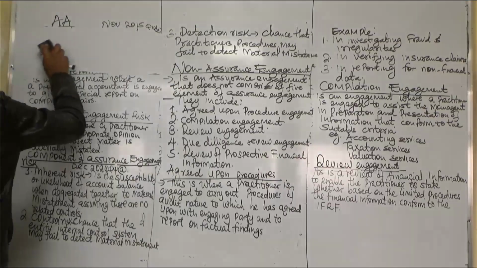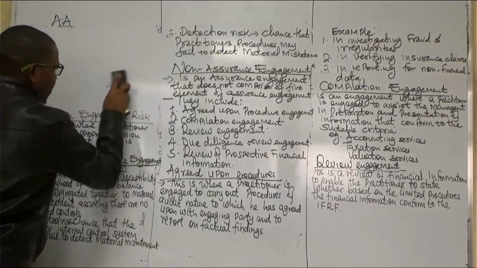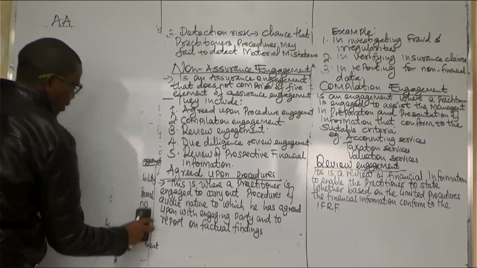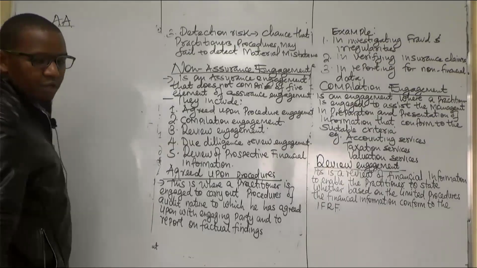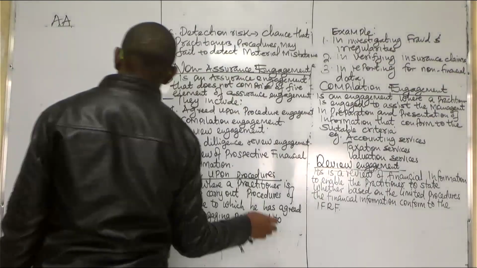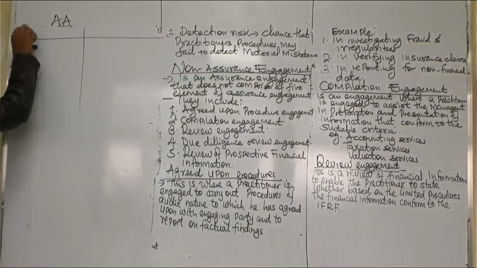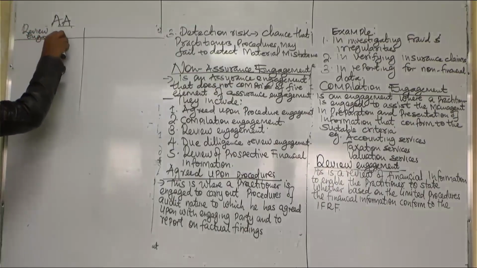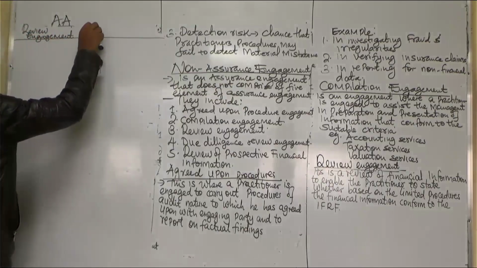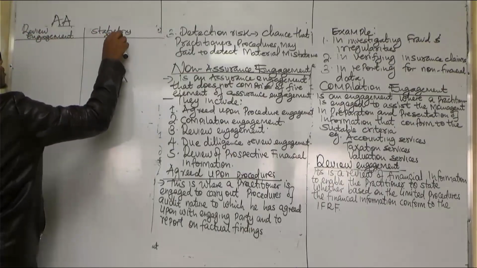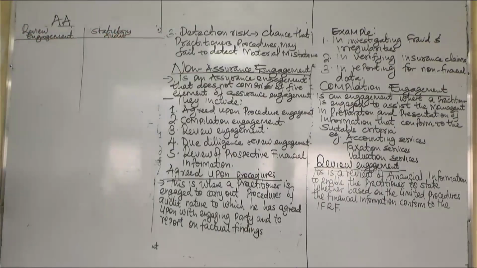Now, you may be asked, I think it was around May 2018, to differentiate between the review engagement and the audit of financial statements, the distinction between the two. Just have this, the review engagement. This one is the statutory audit. Now you want to differentiate between the two, the difference between the review engagement and statutory audits.